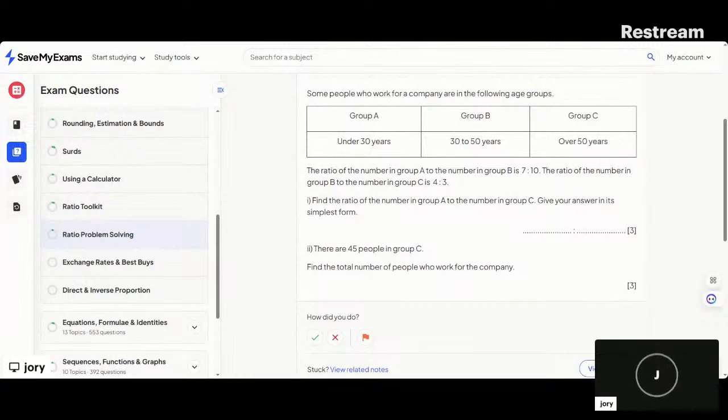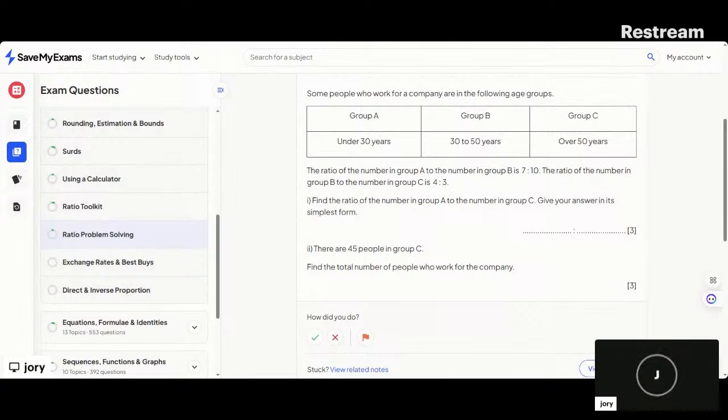Easiest way to do this. Multiply by the big numbers. Don't look for the smallest common factor or whatever. Don't look for the lowest common multiple. You don't need to. Multiply 7 to 10 by 4. So you're going to get, what's 7 times 4?